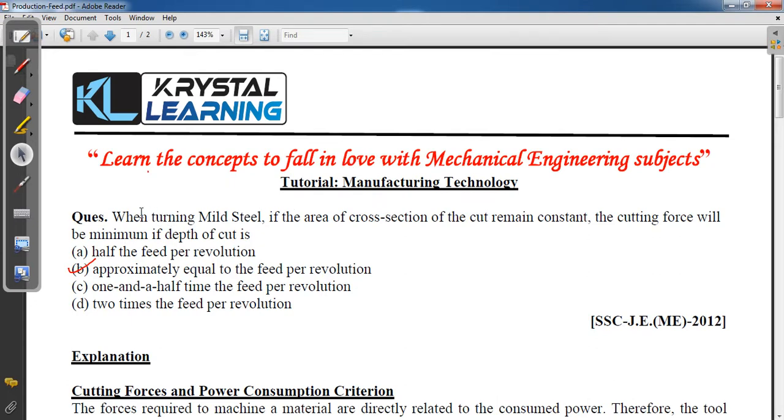Let's see the question. The question says, when turning mild steel, if area of cross section of cut remains constant, the cutting force will be minimum if depth of cut is half the feed per revolution, approximately equal to feed per revolution, 1.5 times the feed per revolution, 2 times feed per revolution. This question came in SSC-JE in 2012.